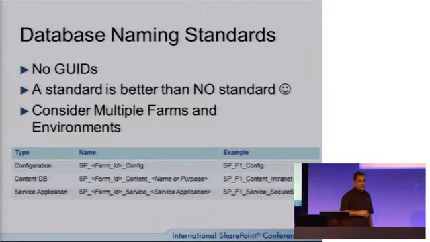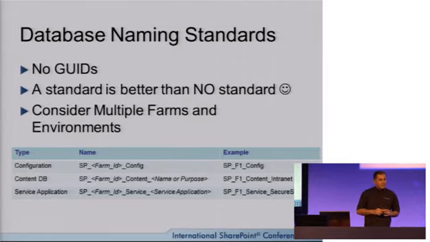So basically, you need to start thinking about that. The guidance here is to start thinking up front, as part of architecting your farms, about getting an actual standard in place. So what I tend to do is break the databases up into 3 different criteria. I look at it from a configuration perspective, a content DB perspective, and then a service application perspective, and try and get some type of naming standard around that.